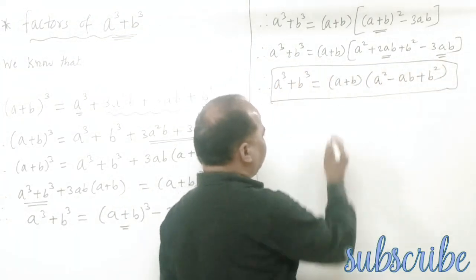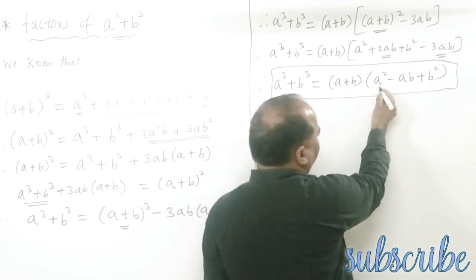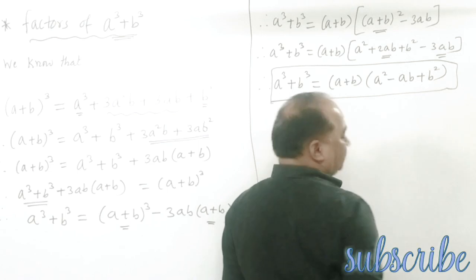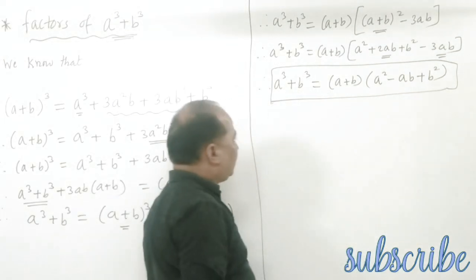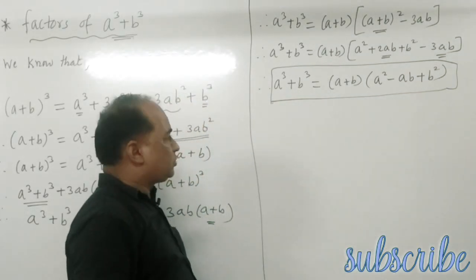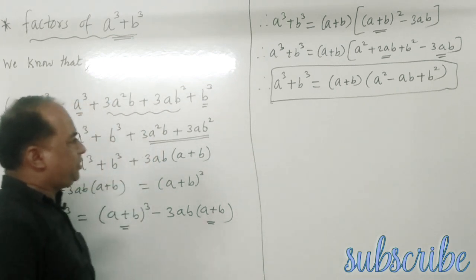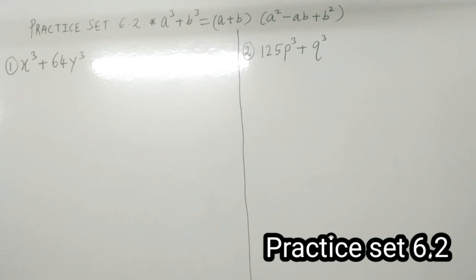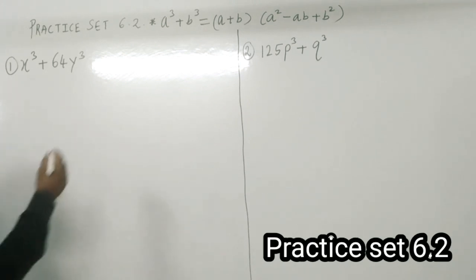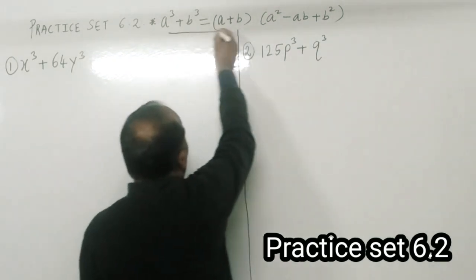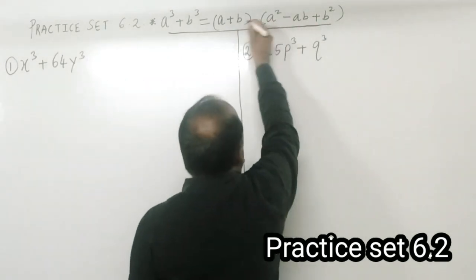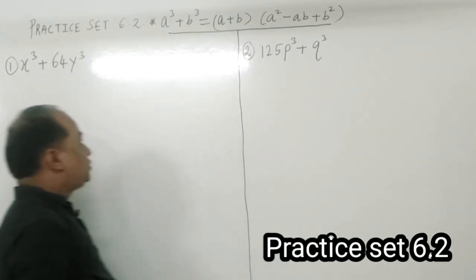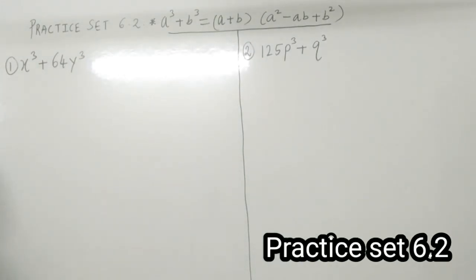a cube plus b cube is equal to (a plus b) in the bracket a square minus ab plus b square. Using this formula, we are going to solve practice set 6.2. So using this formula we are going to solve the examples.